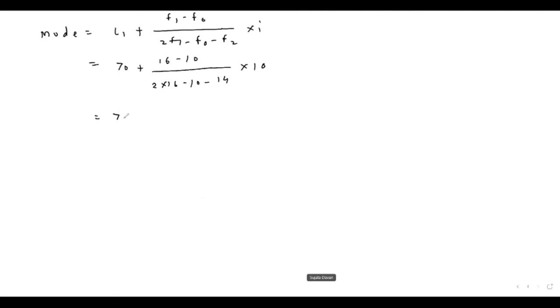Let me do some simplification. So 70 plus, 16 minus 10 is 6. In the denominator, I have 16 into 2, that is 32, minus 10 minus 14, which is 8. So we have 70 plus 6 divided by 8, into 10. So we get this factor as 70 plus 7.5. That means the value of mode is 77.5.